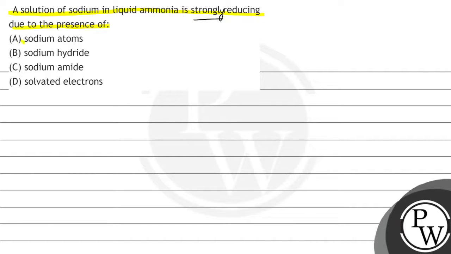Option A में given है sodium atoms. Option B में given है sodium hydride. Option C में given है sodium amide और option D में given है solvated electrons. देखते हैं इस question को.